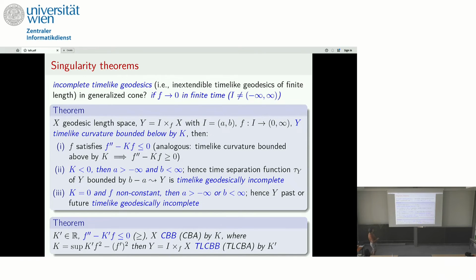And for example, to see when the generalized cone has time-like curvature bounded below: if you take k prime and you take a function which is k prime concave, and the metric space has curvature bounded below in the Alexandrov sense, where k is now the sup over k prime times f squared minus f prime squared, then the generalized cone has time-like curvature bounded below. So this is a sufficient condition to ensure that the generalized cone has time-like curvature bounded below.